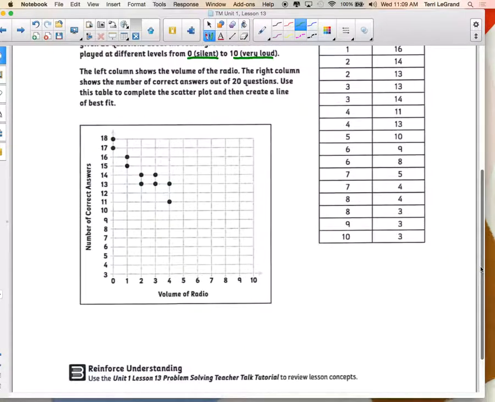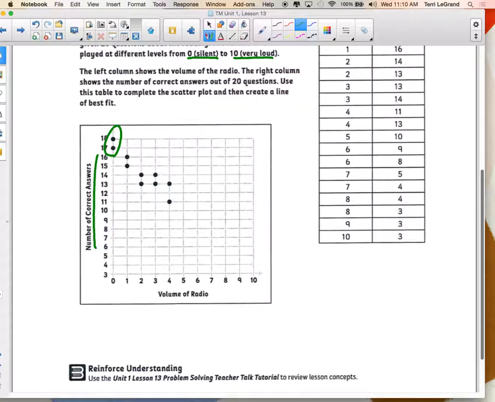So when the volume of the radio was at 0, what happened? When somebody had the radio at silent, what happened? How did they do on the questions from their reading? How many did they get correct? Well, it's right here. Right there. So we have a couple of people represented there. One of them got 17 of them correct, and the other one got 18 correct.